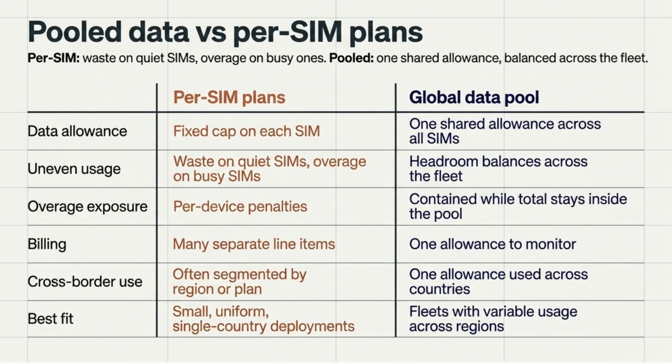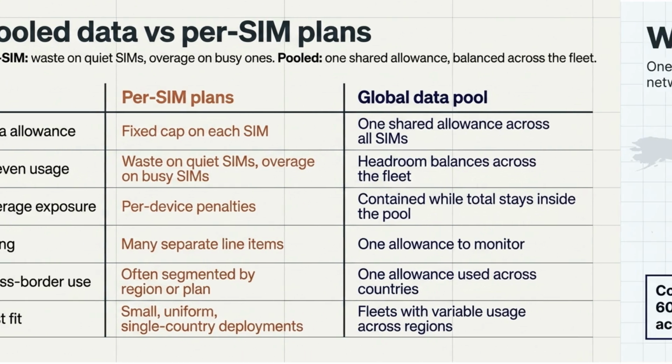Here is how the two models behave once a fleet grows. Per SIM plans give you predictable caps, but they punish uneven usage. Quiet devices waste allowance and busy devices run over. Pooling shares one allowance across every SIM, so usage balances out and surprise overage falls away. Per SIM billing means many line items to reconcile. A pool means one allowance to watch. For fleets with variable usage, pooling is the model that matches how devices behave.